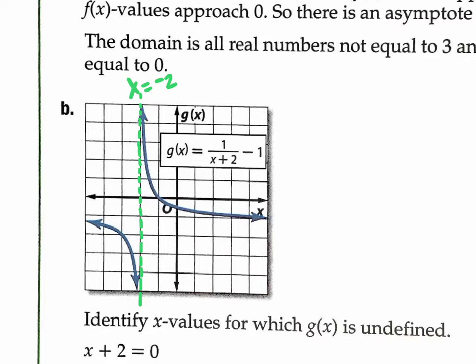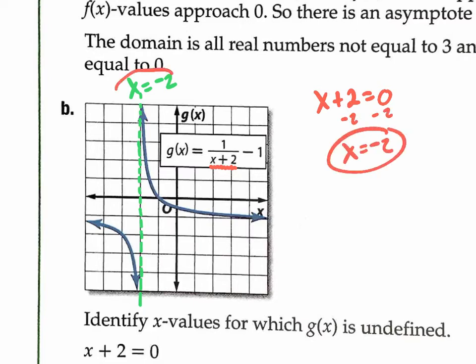Now you could have also done that algebraically. You could have said, okay, this cannot be 0. If my x plus 2 was equal to 0, the whole thing would become undefined. So if you solve it, x equals -2. So that's how we get this vertical asymptote, x equals -2.